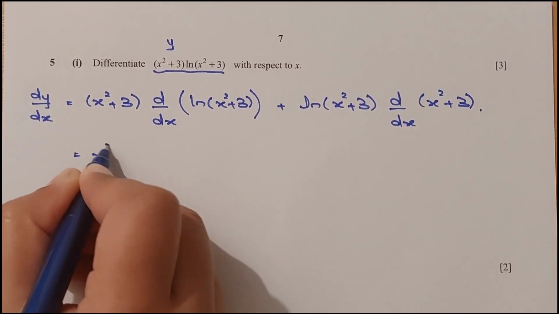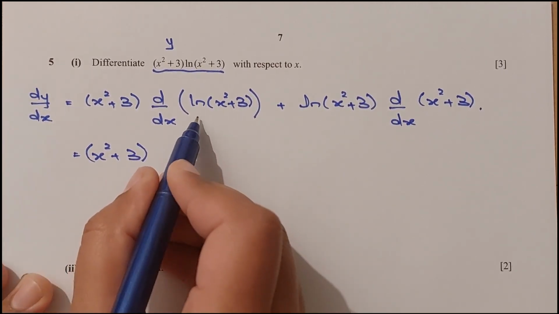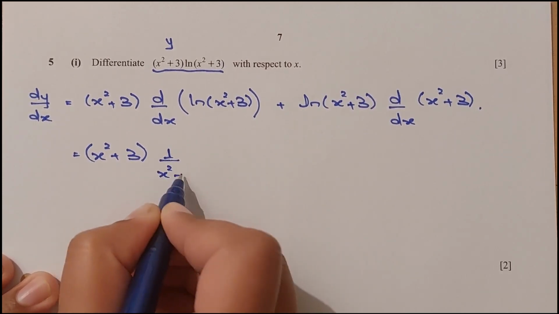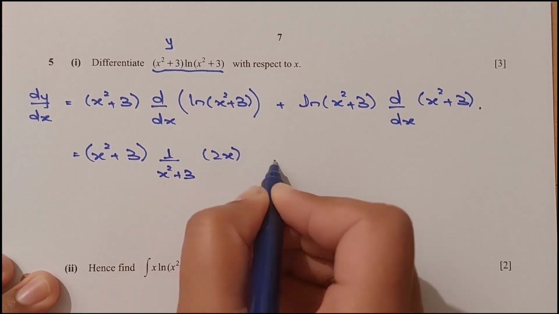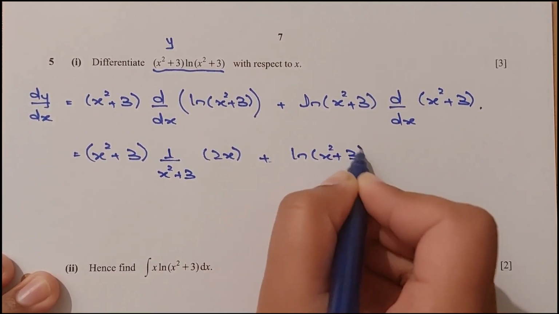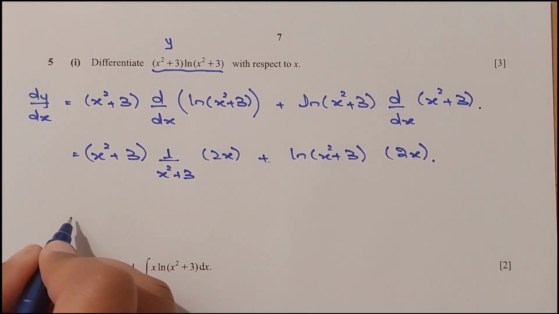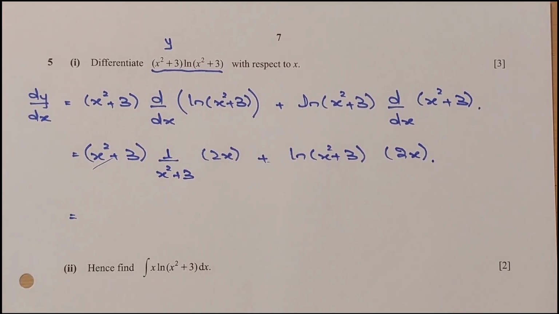So here we have x square plus 3 as it is, times the derivative of ln of x, which is 1 over x, plus natural log of x square plus 3 times the derivative of x square plus 3, which is 2x. Let me simplify and rearrange the terms. Okay, we can cancel the like terms.